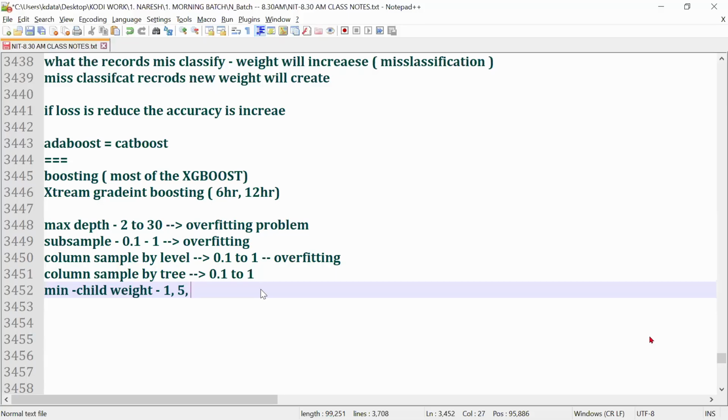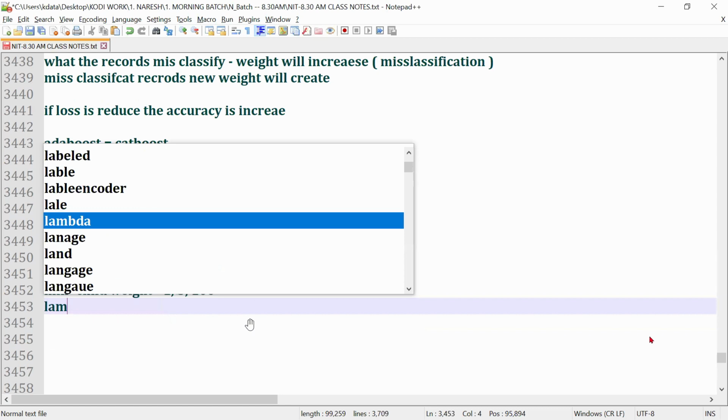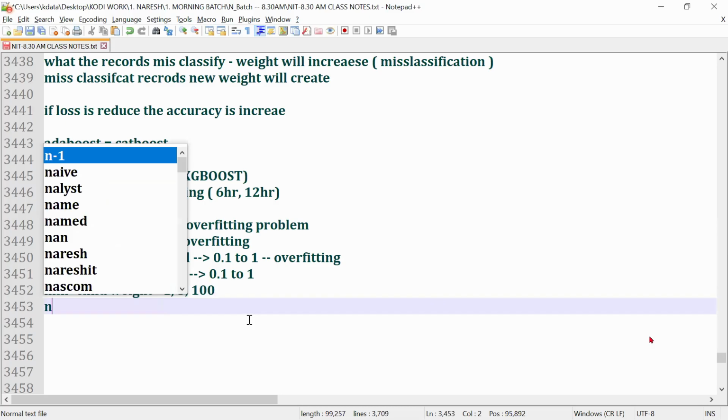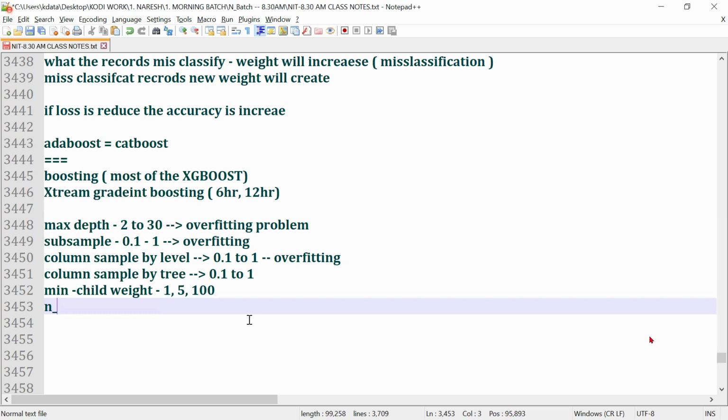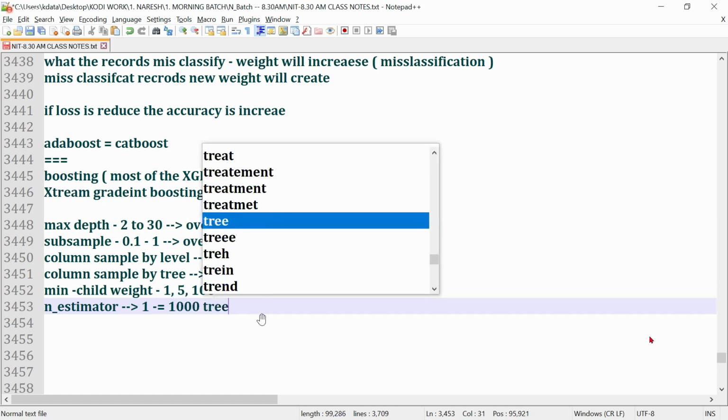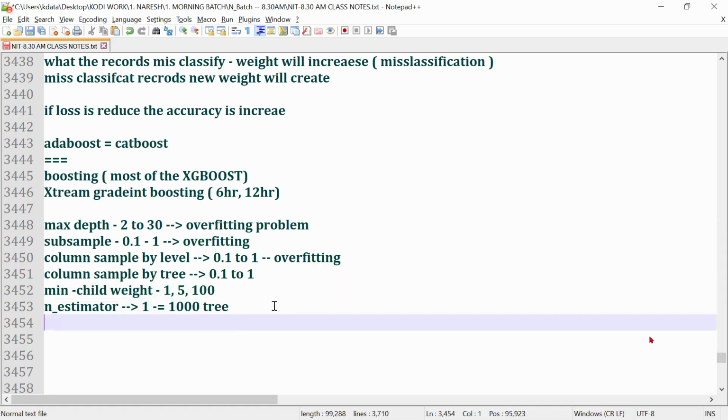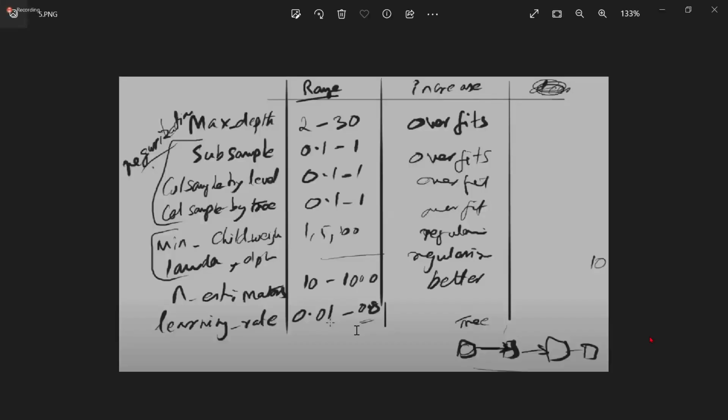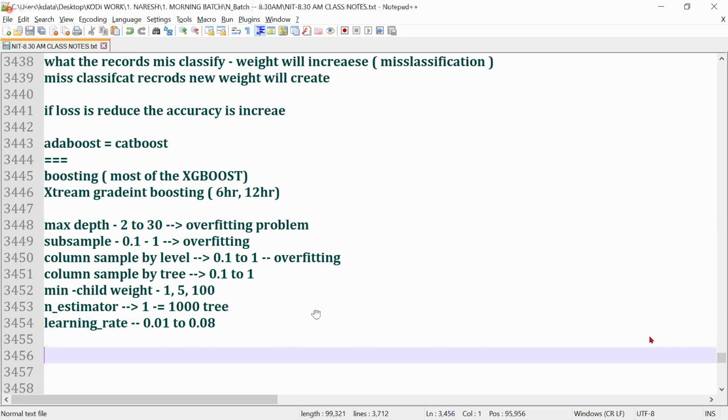And lambda. Lambda is taken by default, that's okay. For n_estimators, the maximum you can pass is from 1 to 1,000 trees, you won't take more than that. And then learning rate should always be minimum, and learning rate would be declared as 0.01, 0.02, 0.08. Did you understand what I'm trying to say? So all those things are very important, guys.